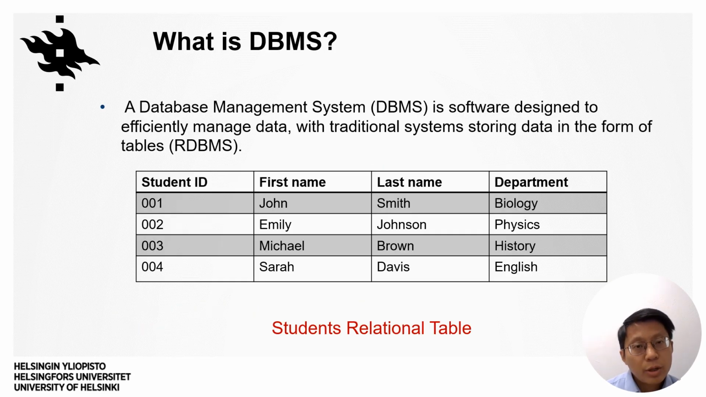You may know a traditional database. This is software designed to efficiently manage data, where traditional systems store data in terms of tables. So this is called the relational DBMS. This is an example of a relational database, which includes one table with four columns: student ID, first name, last name, and department. They store that information in a table, so we call it a relational database.